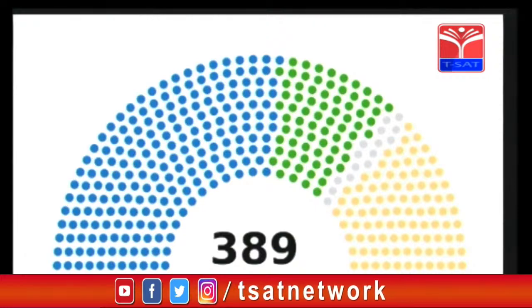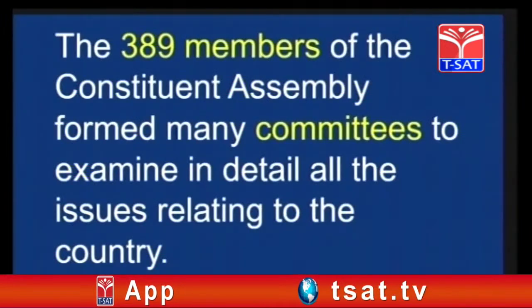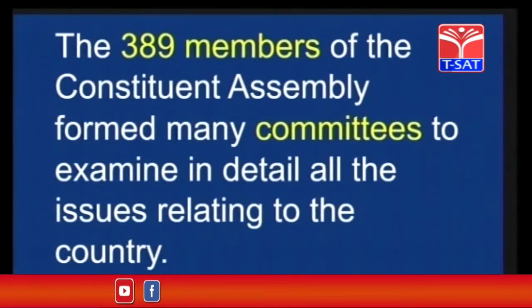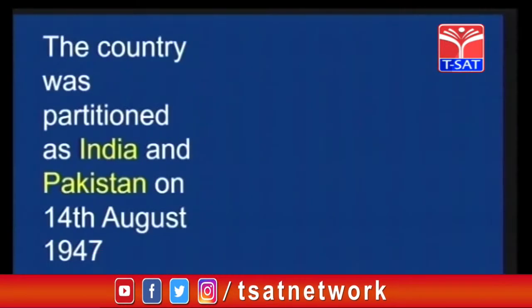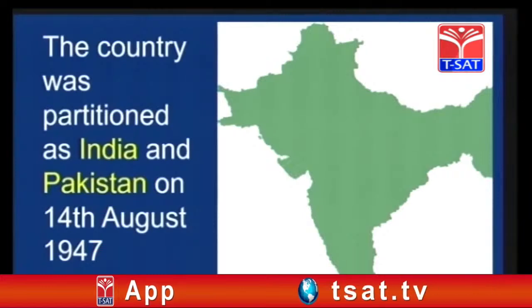In that one, as I already said, Congress is the dominant one. The 389 members of the Constituent Assembly formed many committees to examine in detail all the issues relating to the country. The country was partitioned as India and Pakistan on 14th August 1947. This is the India before 1947.